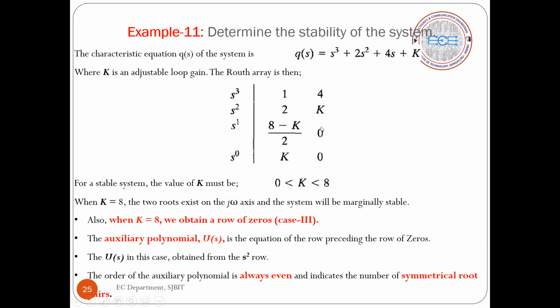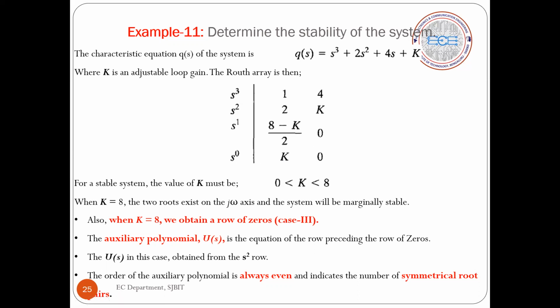The other term is 0 because we don't have elements here in the third column. So now what is S power 0? S power 0 is (8 minus K by 2 into K minus 2 into 0) divided by (8 minus K by 2). So that term gets cancelled, and only K remains. So I'll be having K.